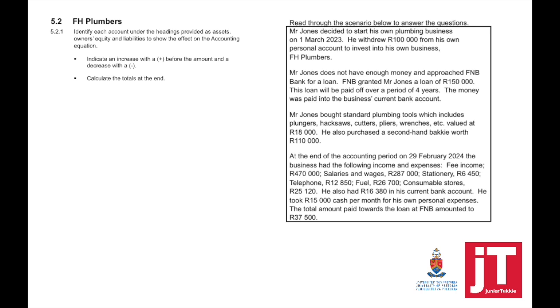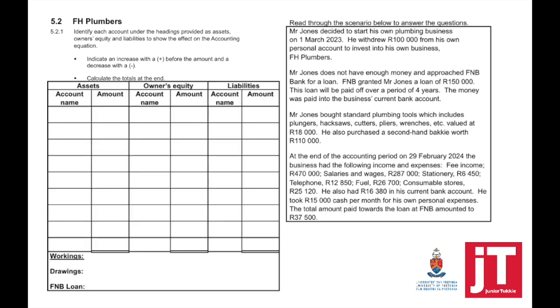consumable stores. He also had 16,380 in the current bank account. He took 15,000 cash per month for his own personal expenses. The total amount paid towards the loan at FNB amounted to 37,500. So this is what he paid towards the loan at the end of the accounting period, or by the end of the accounting period.